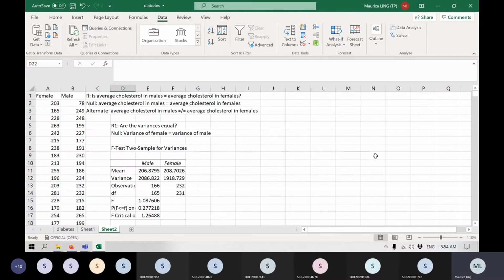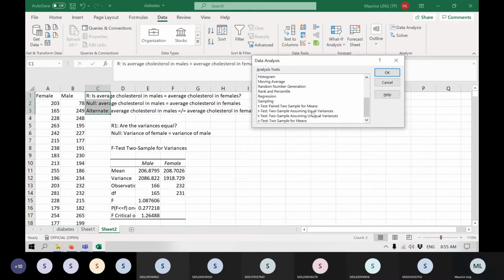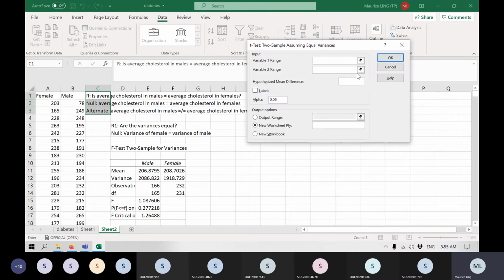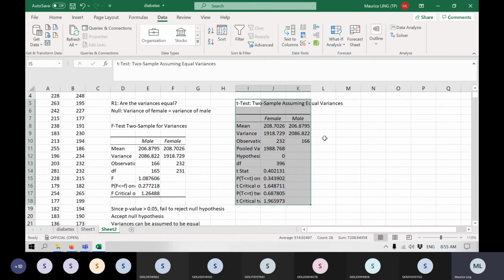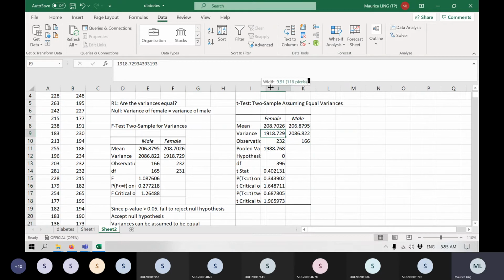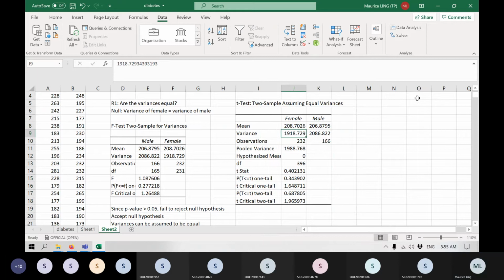So now we actually do the actual test for this. We use the t-test assuming equal variance because we assume the variances to be equal. The same method: you click on the female and male data, hypothesized mean difference, don't bother. Click on the labels because we highlighted labels as well, and the output range. Say we put it here. And then this is your results.